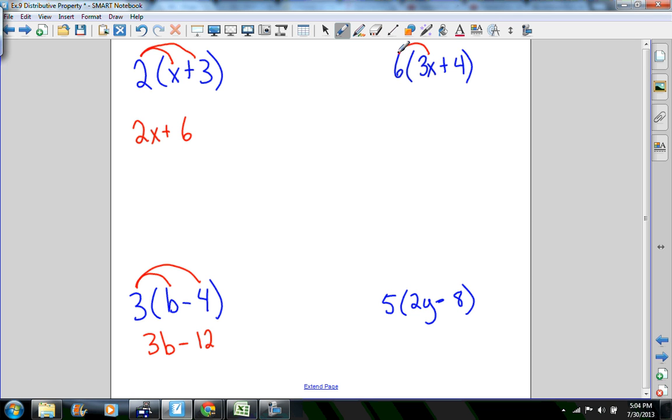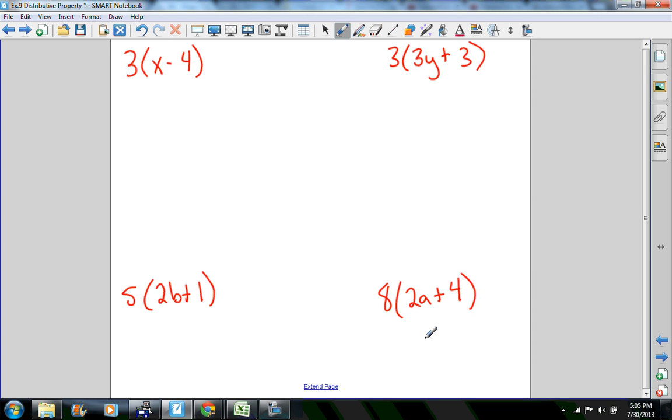Over here, we're going to distribute these. 6 times 3 is 18x. 6 times 4 is 24. And it's just a plus sign in the middle. Here we distribute. 5 times 2 is 10y. 5 times 8 is 40. And we have a subtraction sign in the middle. Okay, so it's a very easy method, but you have to remember that trick. Draw those two lines or multiply across those two lines. Don't add, always multiply. So try these on your own and see what you get.